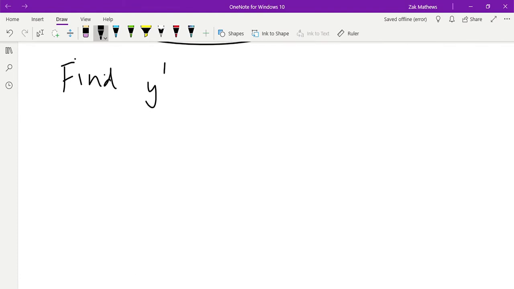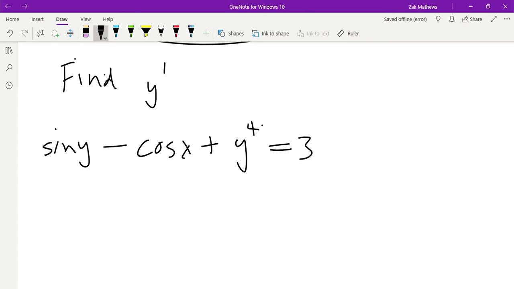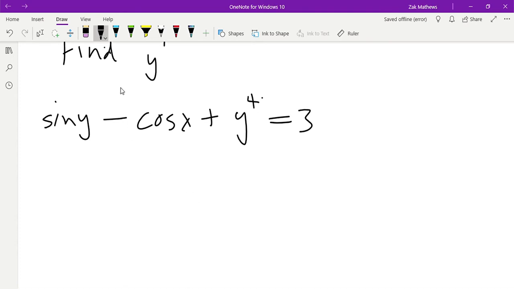So let's take the equation sine y minus cosine x plus y to the fourth power equals 3. So our goal is to find the y prime, or the dy/dx, being the same thing.